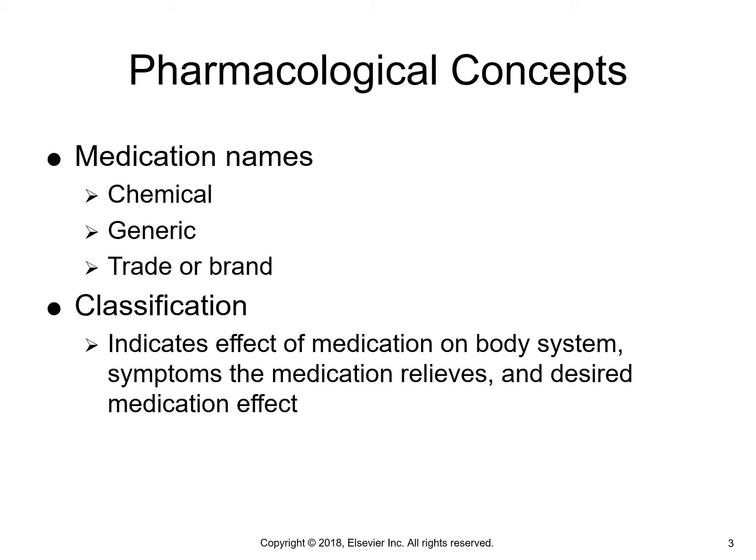We classify medications by the effect on the body. In other words, an antihypertensive would be for hypertension, okay? And what it may relieve, hypertension, and the desired effect, antihypertensive. That is just an example of a medication classification.